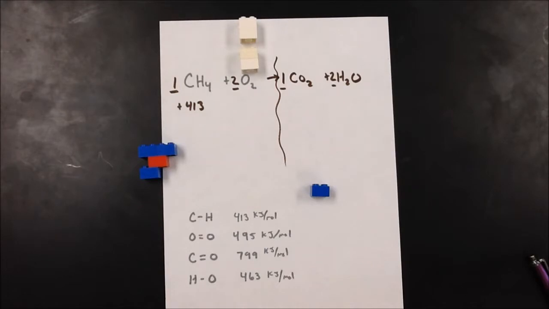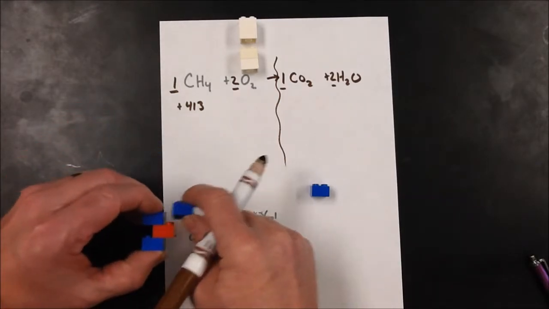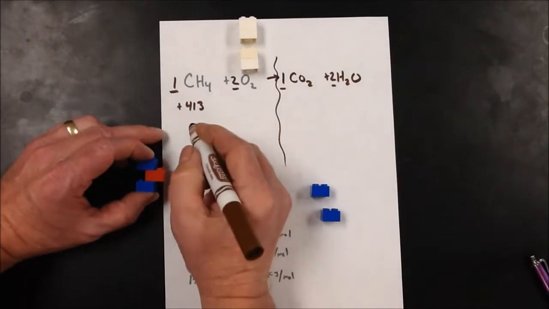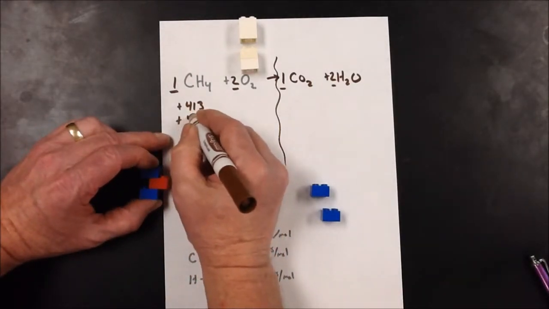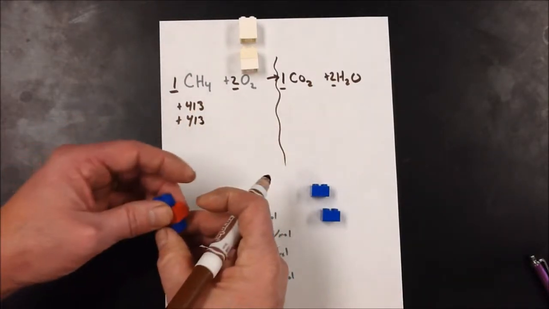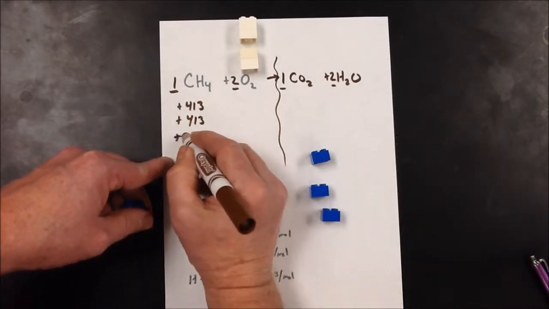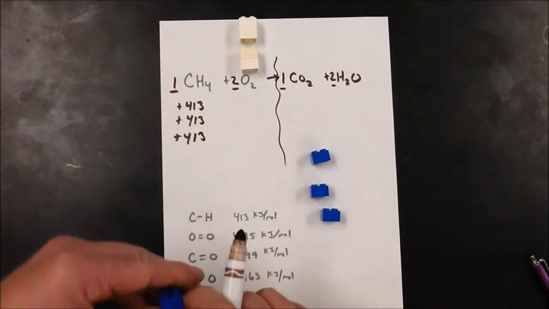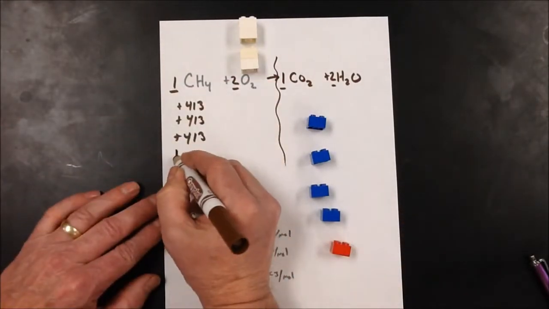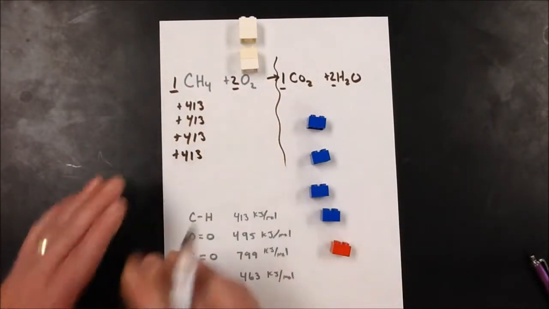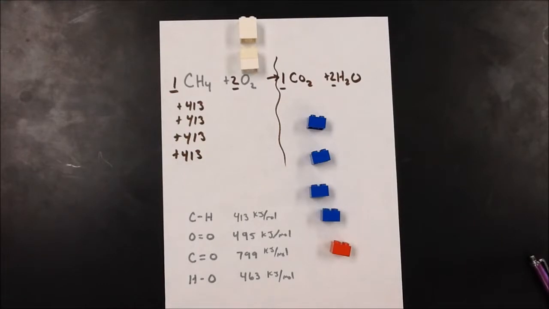Positive because I'm physically inputting the energy to cause that separation. And then I'm going to do it again. That's another positive 413. And again. And one final time. So now I've completely separated that methane out into a carbon and 4 hydrogens. I've broken all those bonds, and it takes 4 times 413 kilojoules to do that. Again, 4 because there are 4 hydrogens bonded to the carbon.